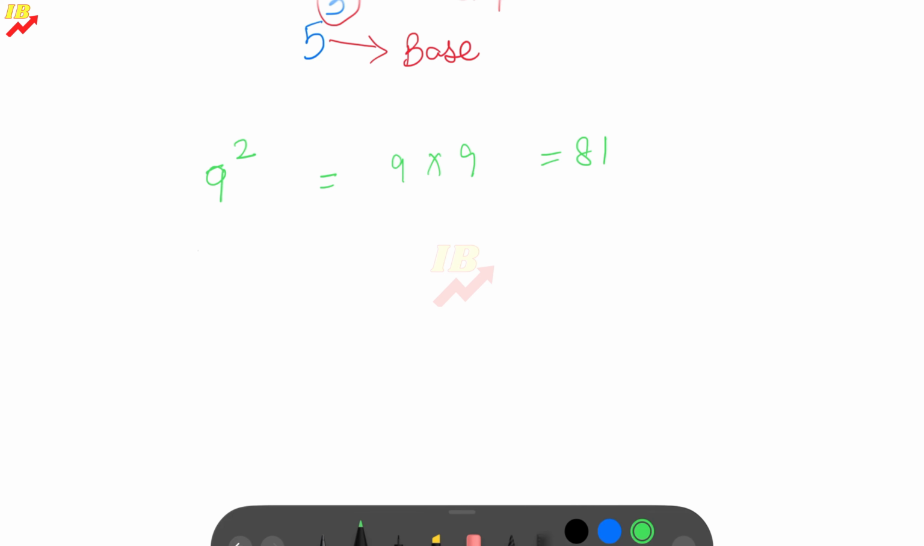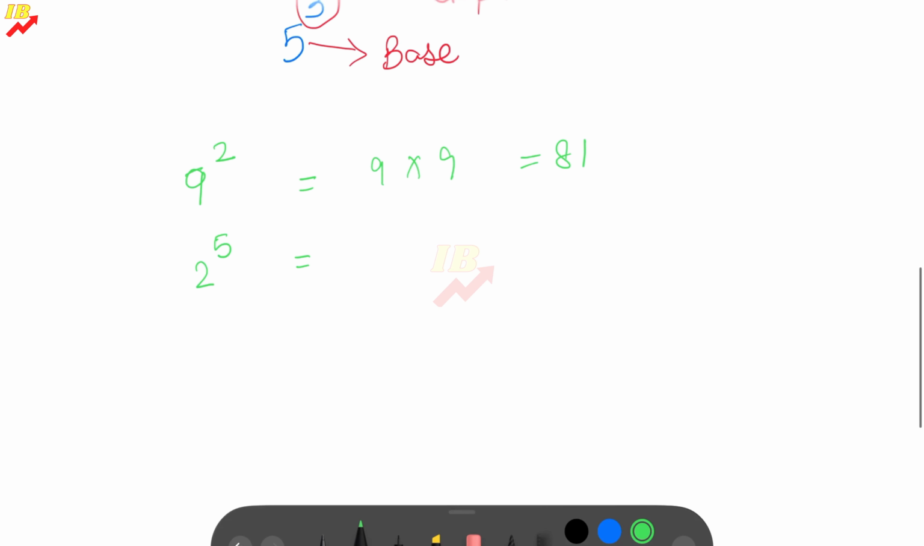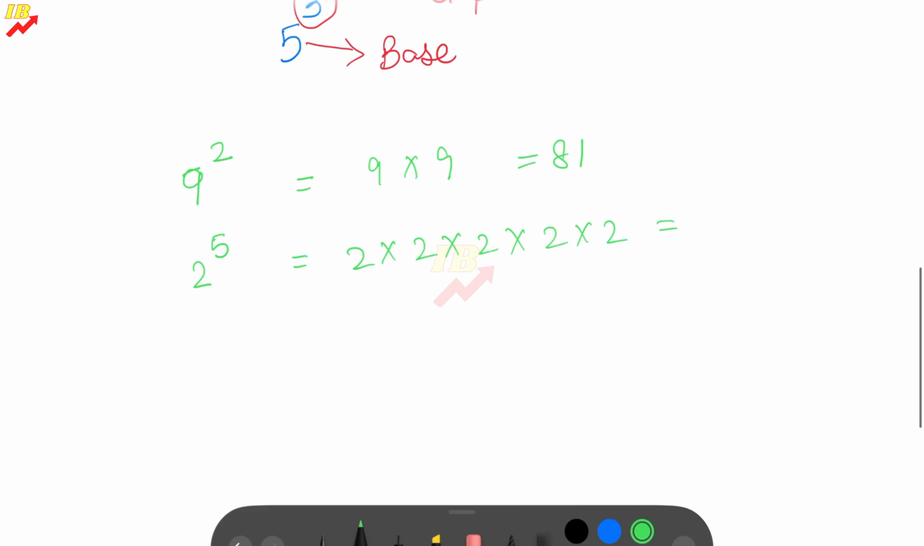All right, then if I'm taking any other example, suppose I'm writing 2 raised to the power 5, right? That means the number 2 is repeated 5 times. I'm going to open this up like this: 2 times 2 is 4, 4 times 2 is 8, 8 times 2 is 16, 16 times 2 is 32. So that's your final solution. This is all about the index: whatever is there in the index, you repeat that number that many times.